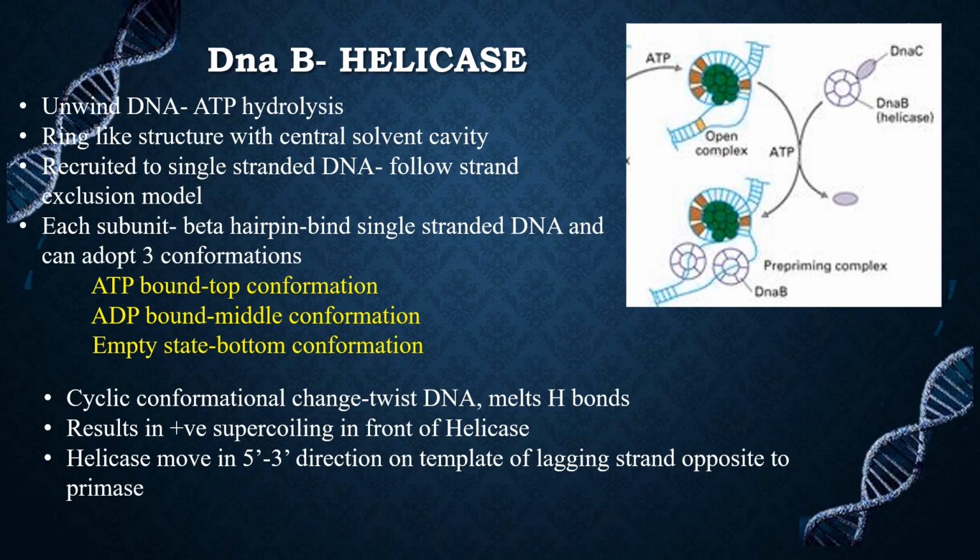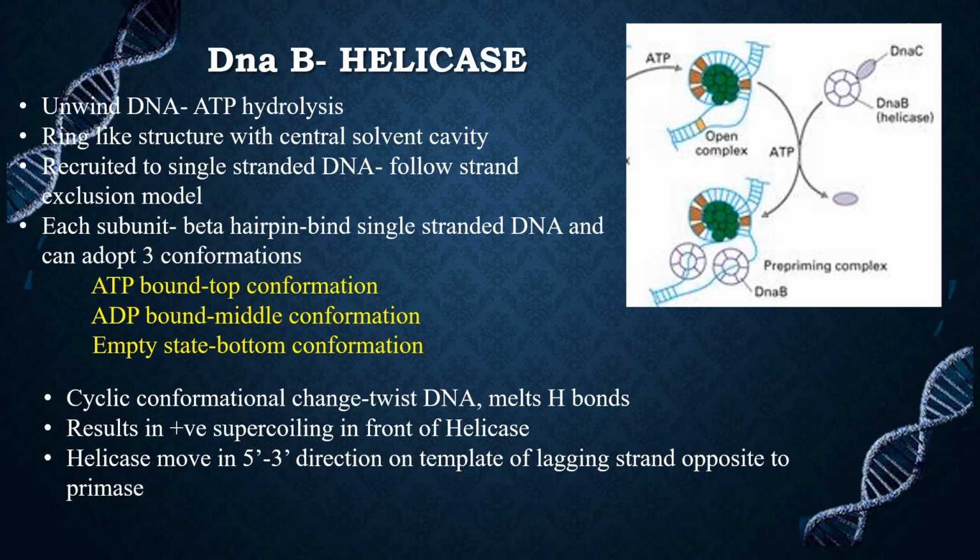A beta hairpin structure in each subunit of helicase binds single-stranded DNA and can adopt 3 conformations based on ATP binding and hydrolysis. In the ATP bound state they are in the top conformation, whereas in the ADP bound state they are in the middle conformation, and in the empty state they are in the bottom conformation. All the subunits in DnaB will bind to the single-strand DNA before looping them through the central cavity.